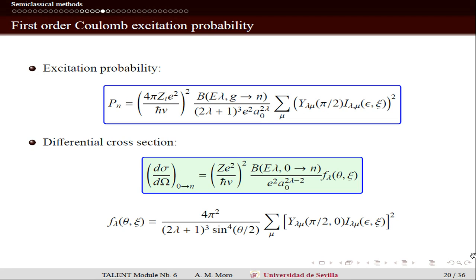So this is, I think, a beautiful result, a clear connection between some reaction observable, in this case the excitation cross section, and some structural quantity, that is the B lambda. So it's relatively easy to make estimates of the importance of Coulomb excitation just by starting with the known values of this B lambda and then calculating these kinematical factors.